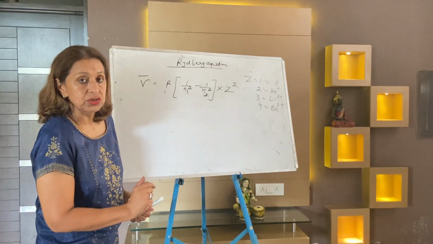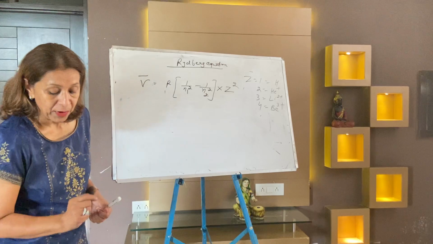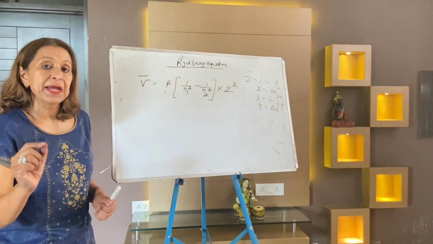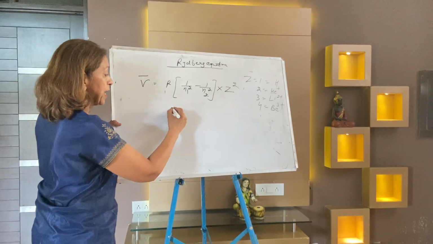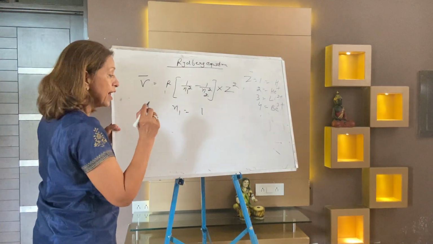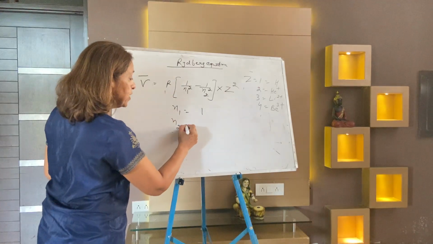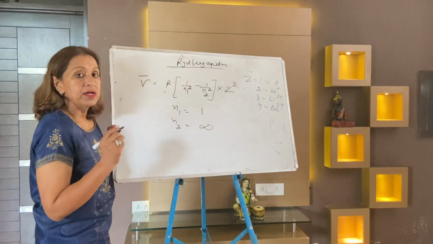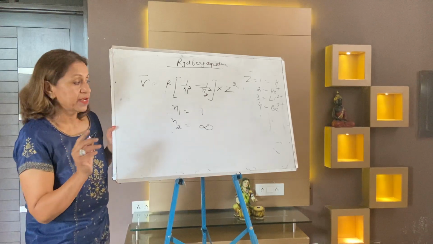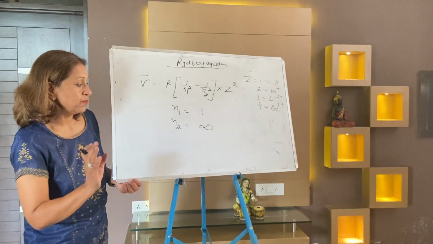Now I'm taking your question, calculate the frequency of the last line of the Lyman series. Lyman series, N1 is 1. Last line, N2 is infinity. Last line, limiting line, marginal line is one and the same thing.